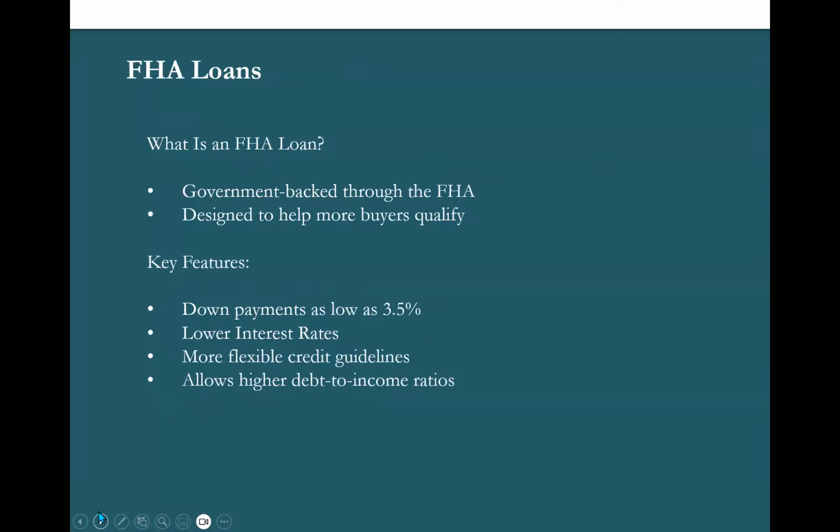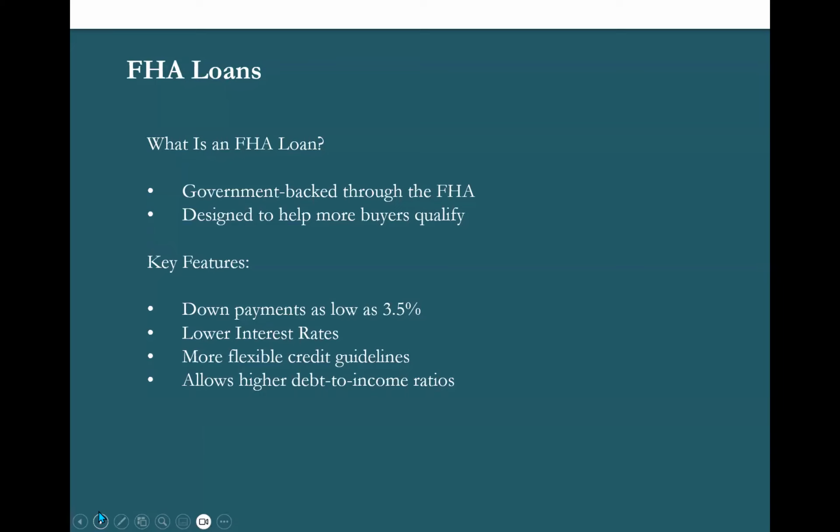Now, FHA loans. What is an FHA loan? It's a government-backed loan through the FHA, and it's designed to help more buyers qualify. Some key features are down payments as low as 3.5%, lower interest rates typically with FHA, more flexible credit guidelines, so they allow credit scores sometimes as low as 500, and they also allow the highest amount of debt to income between conventional and FHA.